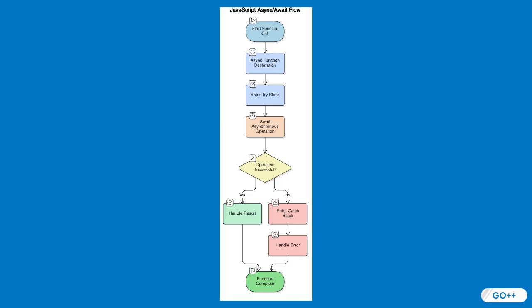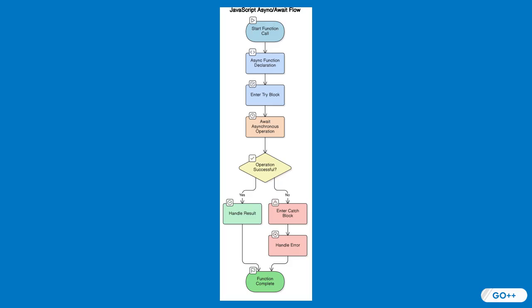Initially, we relied on callbacks to handle asynchronous operations. While functional, this often led to callback hell, a situation where nested callbacks become cumbersome and difficult to manage. Promises emerged as a solution, offering a more structured approach by returning objects that represent future values. However, chaining promises still required meticulous management to ensure readability and error handling.